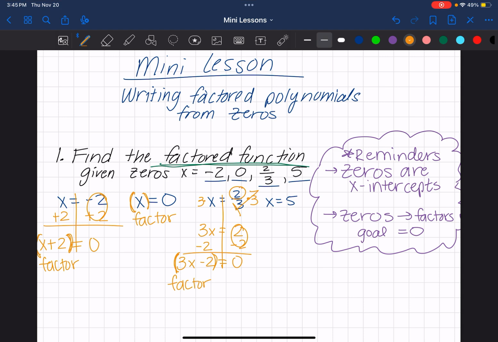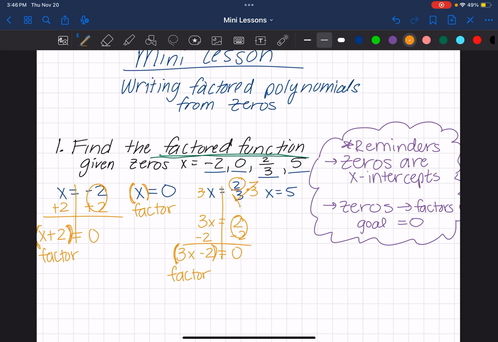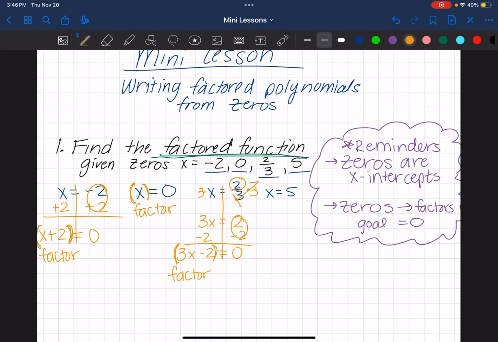Okay, last one. We have the zero, x equals 5. Again, our goal is to make it equal to 0. I need to move this 5 to the other side by subtracting, so -5 minus 5. X minus 5 does not combine, so I'll just put them next to each other. 5 minus 5 is 0. So now we have reached our goal of equaling 0, which means our x minus 5 is our factor. So we have officially found all of our factors. X plus 2, x, 3x minus 2, and x minus 5.